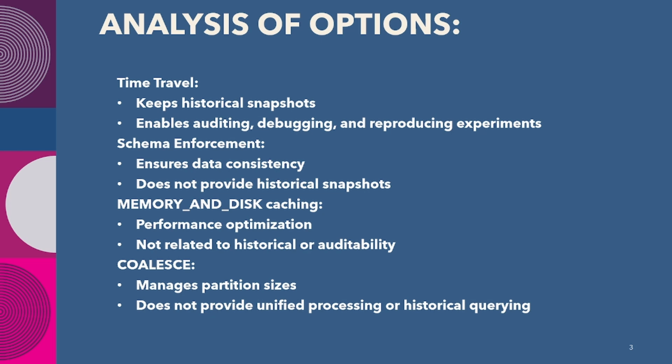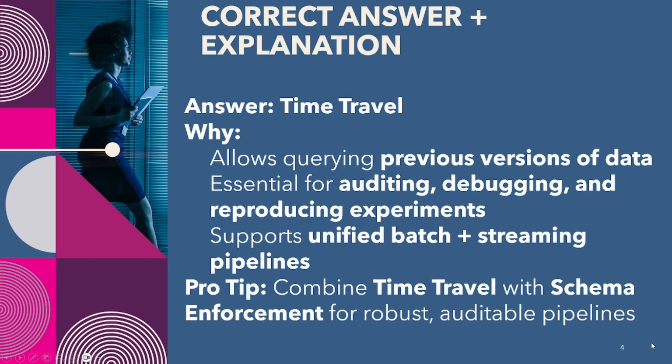Option D is coalesce. This one's about managing file sizes. Delta Lake writes data in partitions, and sometimes you end up with a lot of tiny files. Coalesce helps combine partitions so you don't have thousands of tiny files clogging up your storage. Again, very useful for performance and managing storage, but it doesn't give you historical snapshots or auditing capabilities.